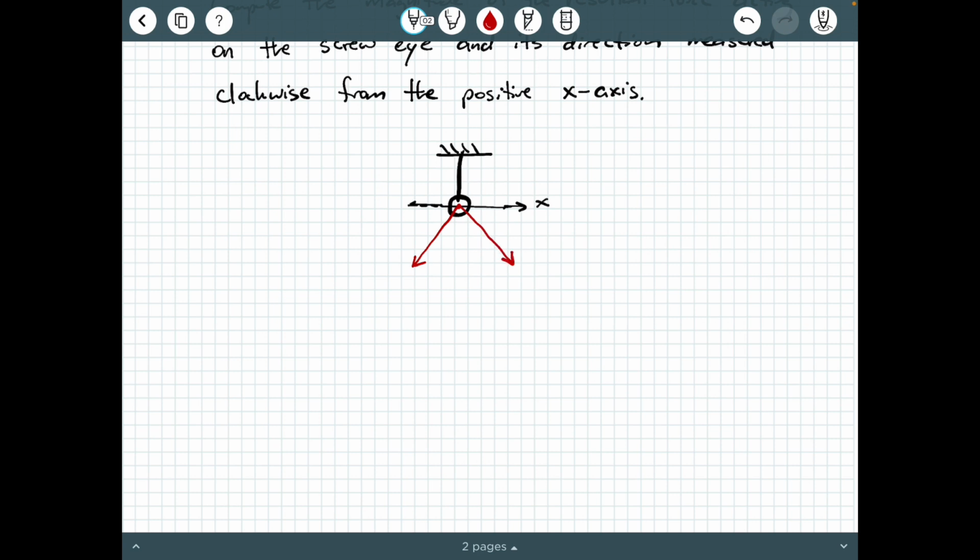Acting just like this. So we're going to call this vector over here, it's going to have a magnitude of 2 kips, okay? And it is at a 45-degree angle here. And then the vector to the left is going to have a magnitude of 6 kips, and it is at an angle of 60 degrees measured from the negative x-axis. So this is our system right here, okay?